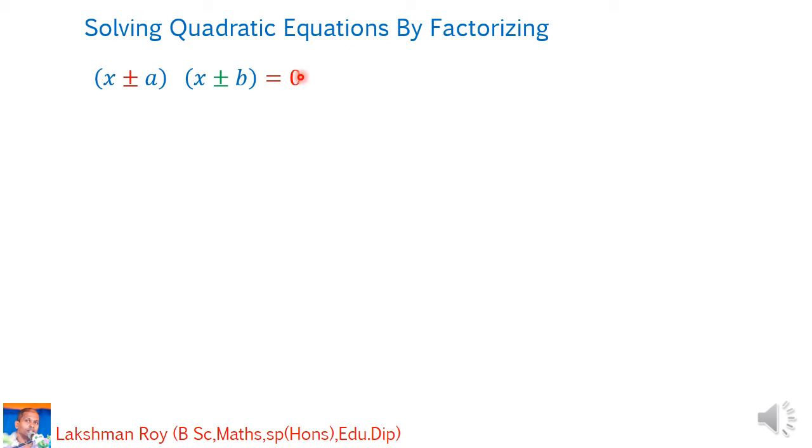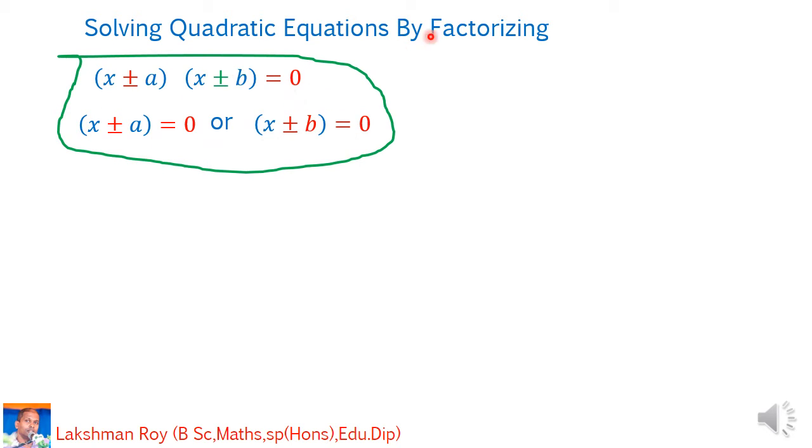That means to get the product equal to 0, one factor, x plus or minus a, should be equal to 0. Without getting 0 from this factor, the product is not 0. What is the other one? x plus or minus b should be equal to 0. So for the product to be 0, this factor is 0 or this factor is 0. One should be equal to 0. This is the result we use in the factorizing method.